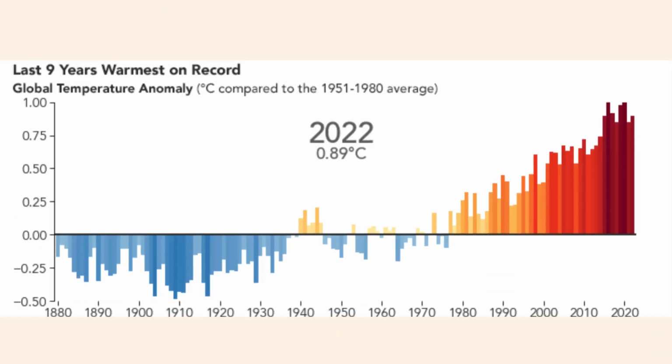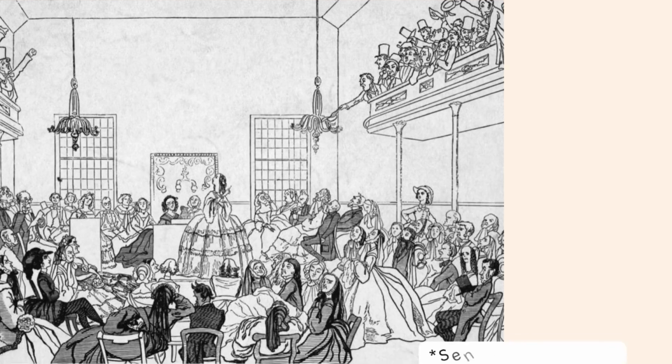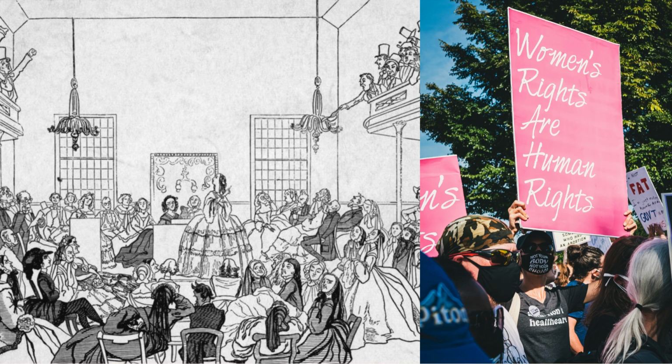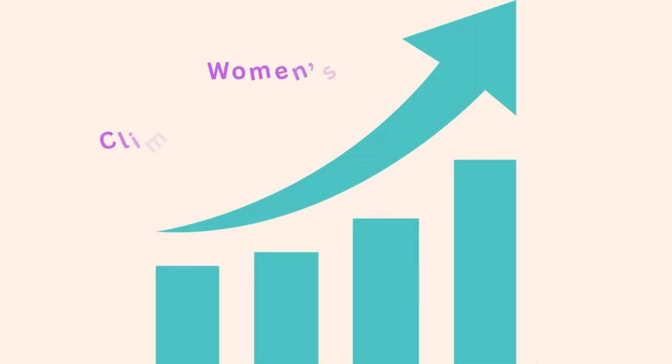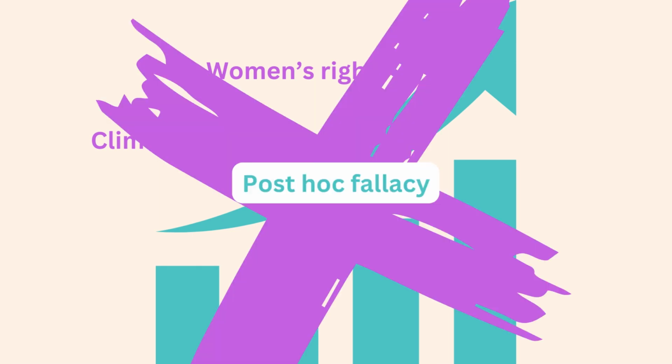If we look at climate change data that shows us temperatures began increasing in the 1880s, we can consider other trends that began in the 1880s. Well, the first Women's Rights Convention was held in 1848, and women have been advocating for their rights ever since. Drawing a causal relationship between these two trends, though, would lead you to a post hoc fallacy.